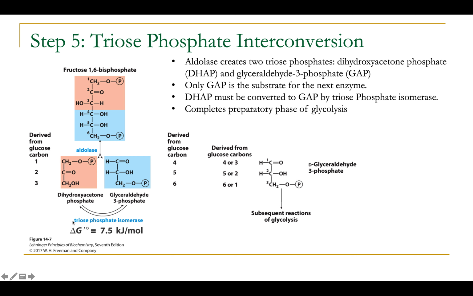The reaction is catalyzed by triose-phosphate isomerase, and the catalytic mechanism of this enzyme is similar to the mechanism of hexose-phosphate isomerase that we discussed at step 2. So this concludes the preparatory phase of glycolysis.